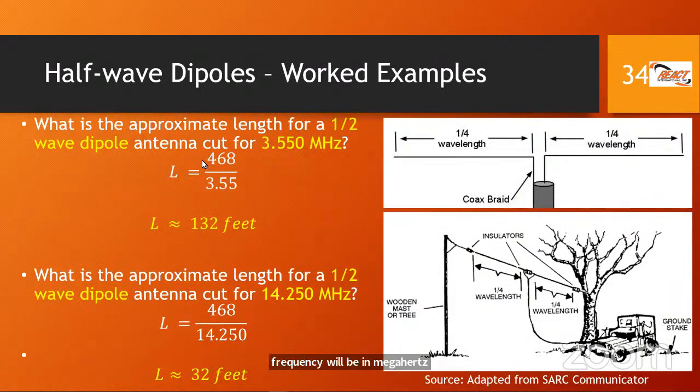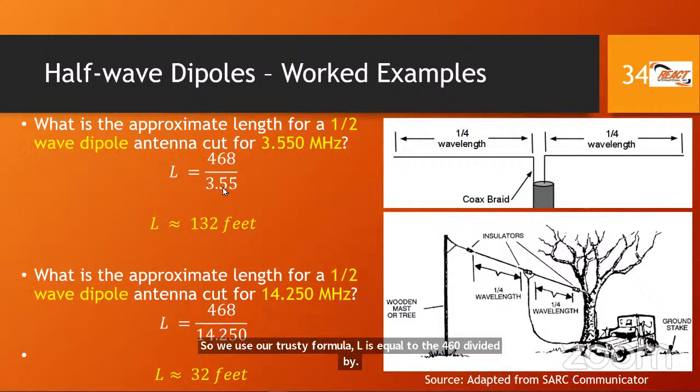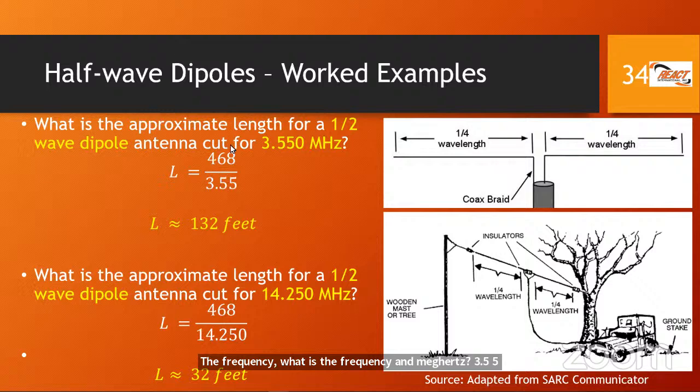So we use our trusty formula, L is equal to 468 divided by the frequency. What is the frequency in megahertz? 3.55. So all we do is substitute 3.55 for F in the denominator. We do a division. You can check it yourself with a trusty calculator, and you will get approximately 132 feet. And that's the answer. In the exam, you could try to remember the answer is 132, but better yet, remember the formula so you can calculate it. Remember, you are permitted a standard calculator in the exam. Once you learn the formula, you can calculate any question that you will get. Or you can remember the answer if you wish, but better yet, learn the formula.